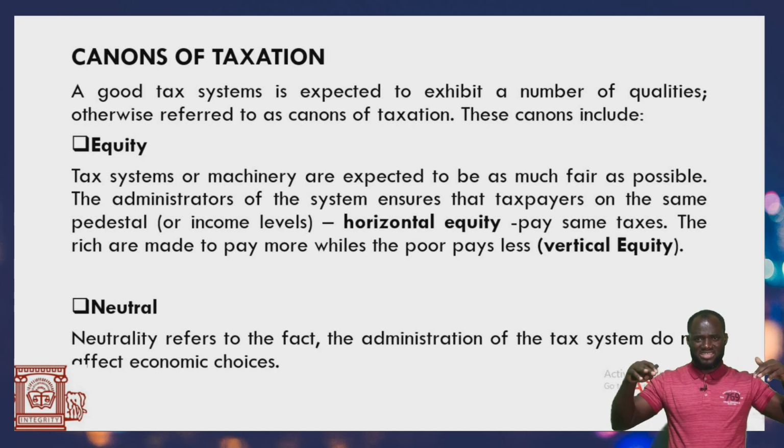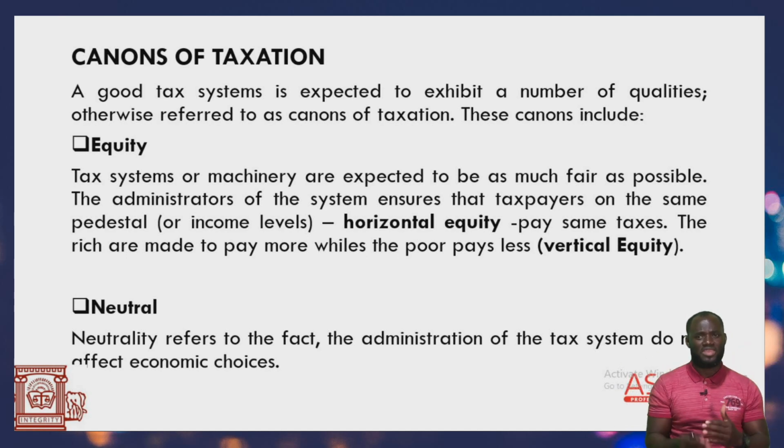Horizontal means that taxpayers at the same level pay the same amount of taxes, and vertical equity means that taxpayers with different levels of income pay different levels of what? Taxes. Neutral here means that the tax administration system should not affect economic choices. So if I want to go into this business or that business, tax should not be the reason why I have to go into that kind of business. But of course, if you look at how the Ghana system is structured, it's obvious that neutrality is not really met.